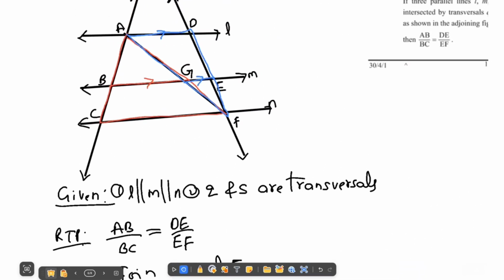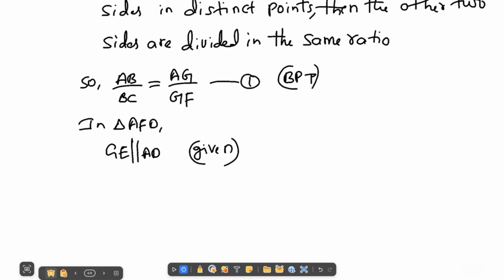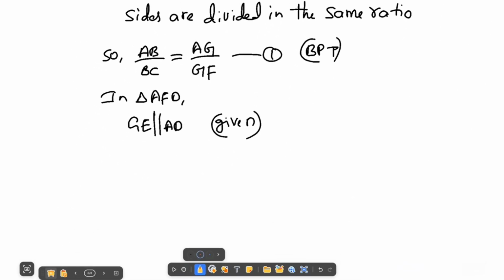What are the other two sides? So this GE divides AF side and DF side in the same ratio. That means you will get AG by GF is equals to DE by EF. So we can write like this. So according to basic proportional theorem, we can write AG by GF is equals to DE by EF. So let this be equation 2, and this is also by basic proportional theorem.